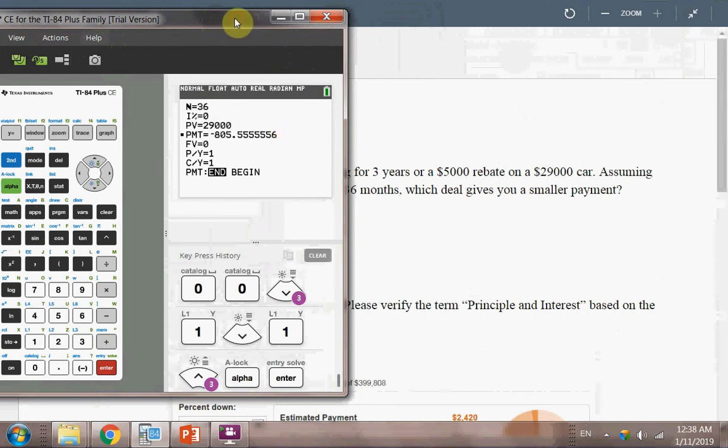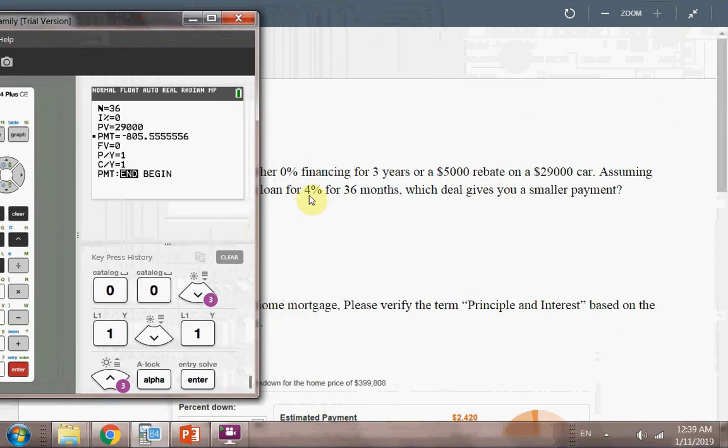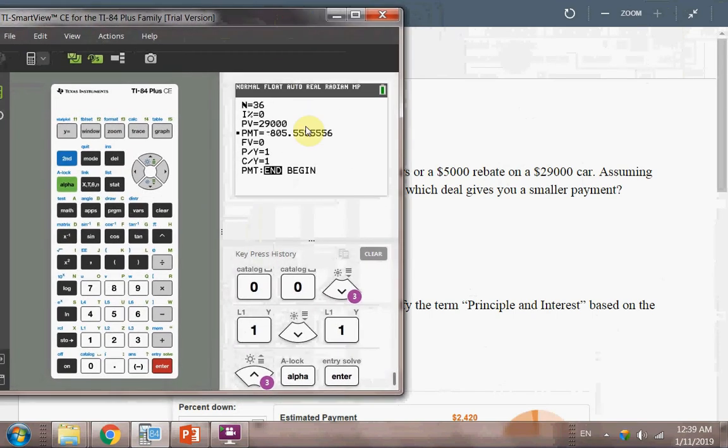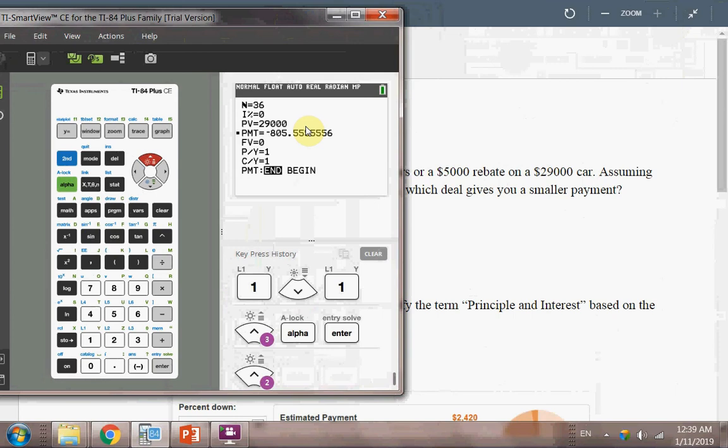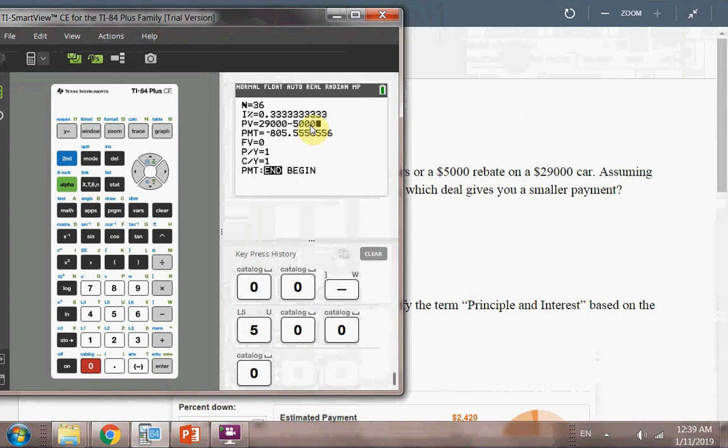So what about the second option? The second option is a $5,000 rebate, but you have to pay interest. You have to pay a 4% interest for 3 years. So it's the same number of periods, but 4 will be divided by 12 to get the monthly rate, and you are not financing $29,000. You are only financing $29,000 minus $5,000, so you get $24,000. That's how much you are financing. Then you solve for payment. All others will be the same.